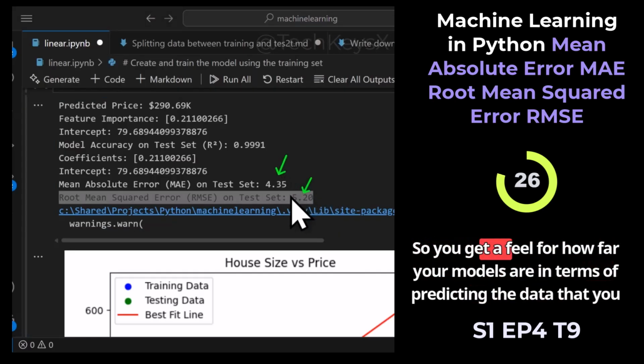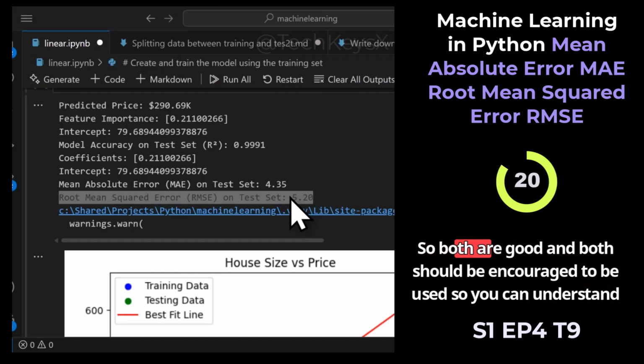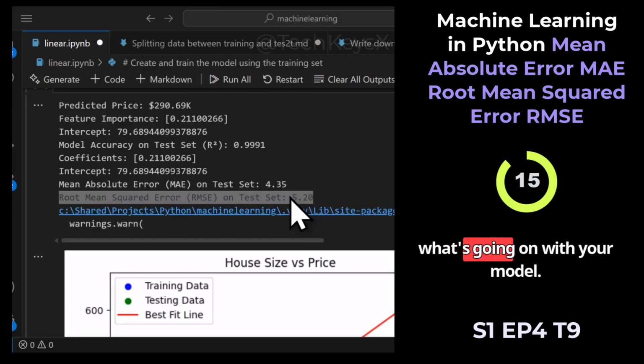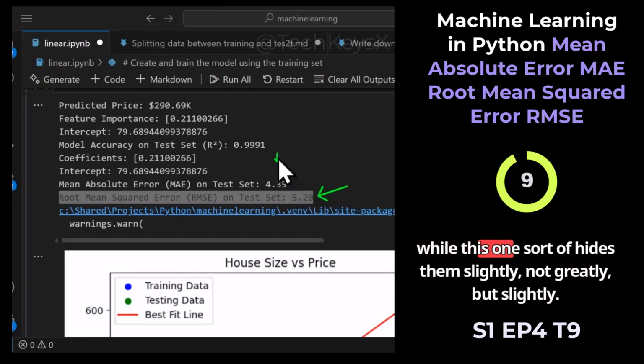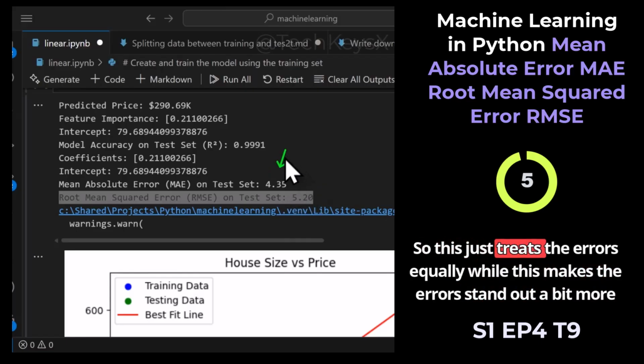So you get a feel for how far off your model is in predicting the data that you feed into it. Both are good and both should be encouraged so you can understand what's going on with your model. One thing to remember is that this one makes the errors seem a bit more obvious, while this one hides them slightly. Not greatly, but slightly. This one treats the errors equally, while this makes the errors stand out a bit more from the crowd.